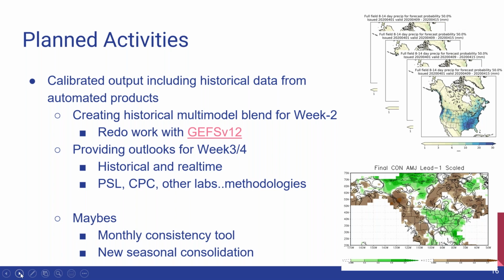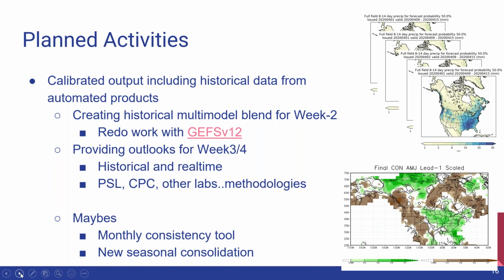Some of the planned activities are creating that historical multi-model blend, like I just talked about. How do we create the multi-model? Creating historical runs of that, because we have these models that run today, lots of them, right? But what if we had that model in 1992 or 2002? How would it have done on those events? Not only does that allow us to assess skill, but it also builds confidence for the forecasters that are using these. We're going to provide outlooks going out through weeks 3 and 4.